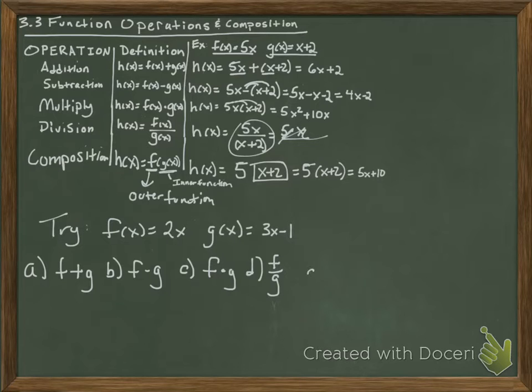And the last thing I want you to try, E, is try to compose the two by doing f of g of x. So we're doing f of, that's supposed to be a g of x, same as I did up there.